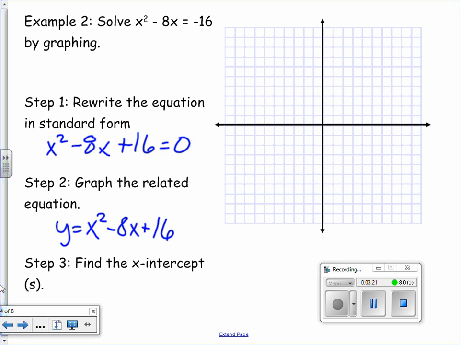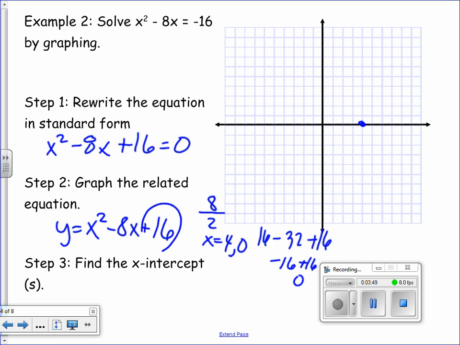So I need to know the axis of symmetry and the vertex. So that'll be 8 divided by 2. So x equals 4. When x is 4, okay, 4 squared, 16, minus 32, plus 16. So negative 16 plus 16 is 0. Okay, so I have the point 4, 0. And the y-intercept is 16, so that's going to be a point way up here, higher than that. Okay, so then if my axis of symmetry is 4, I'm going to find another point up here.